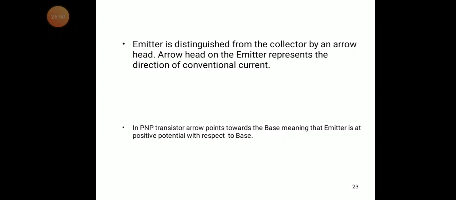In a PNP transistor, the arrow points towards the base, meaning that the emitter is at a positive potential with respect to the base. PNP, always P to N, so that's why the emitter enters into the P. In a PNP transistor the arrow points towards the base, meaning the emitter is positive with respect to the base.